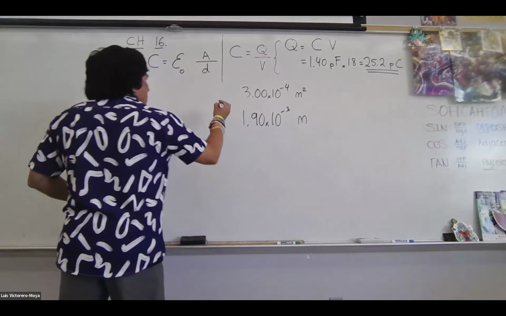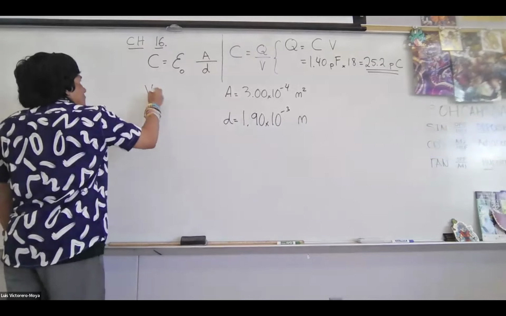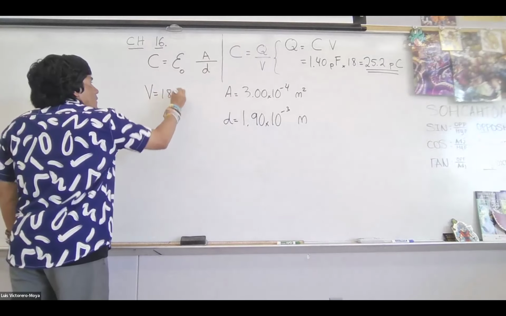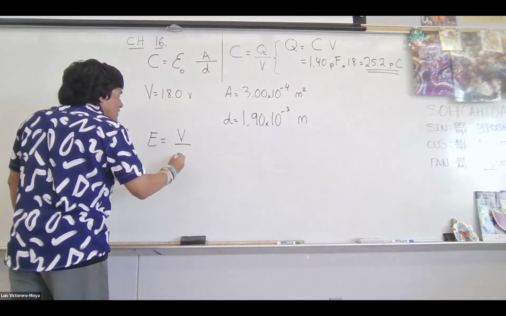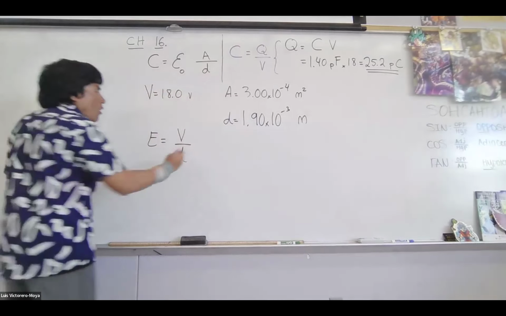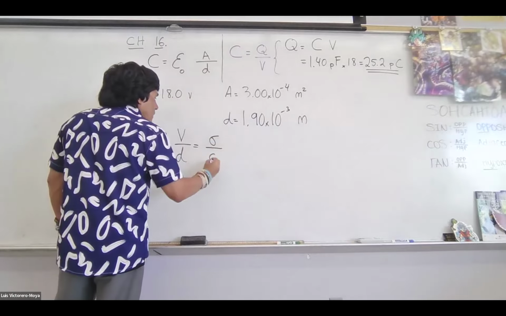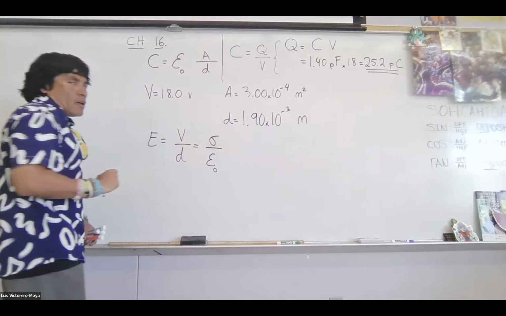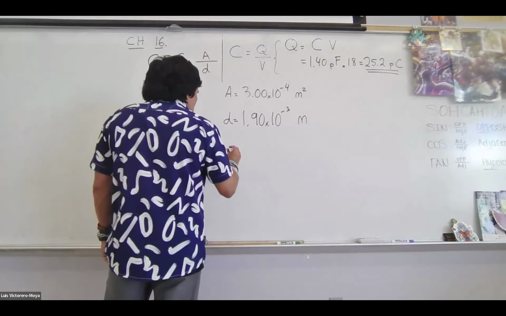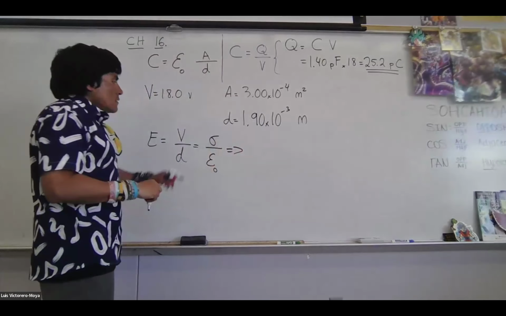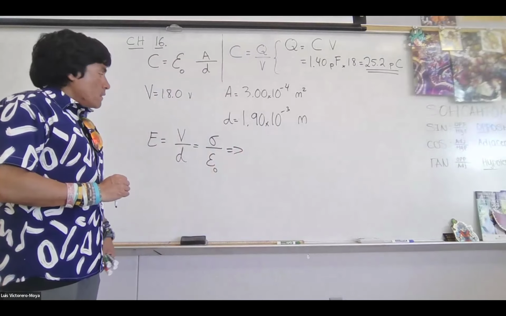To find the electric field, remember this area and this distance. And the voltage was 18 volts. The electric field can be found as the voltage over the distance between the plates, or sigma over epsilon naught, where sigma is the charge density, which I don't think we cover much in this chapter or in this course. But just in case, sigma is a property depending on the type of charge and the amount of charge in a given area.